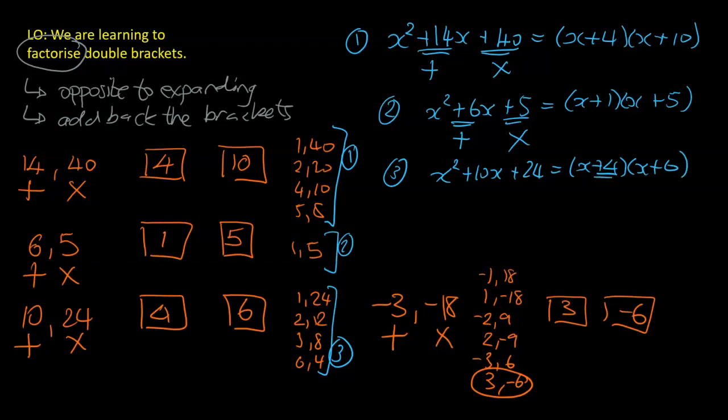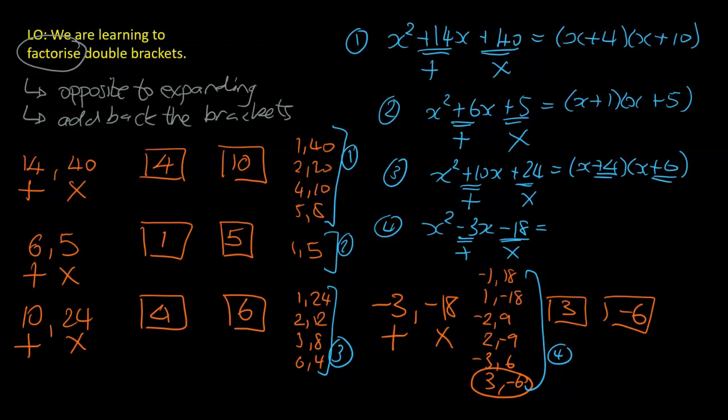Those are the two numbers that we thought of that add together to get 10 and multiply together to get 24. And the last one down the bottom here, question 4, that related to a quadratic, x squared minus 3x minus 18. They added together to get negative 3, and they multiplied to get negative 18.